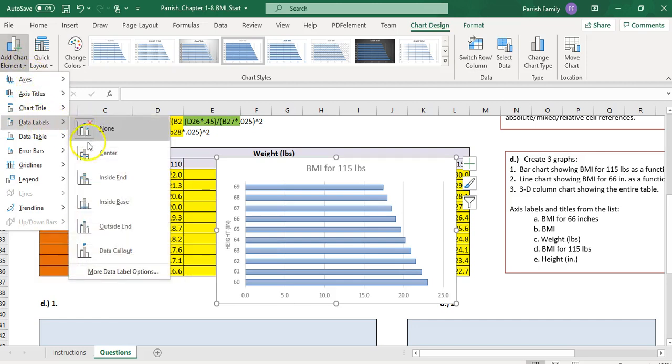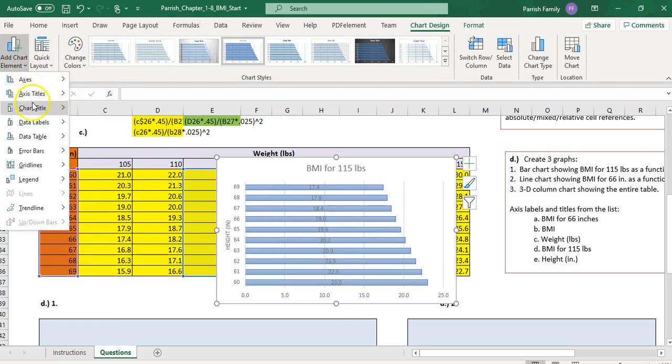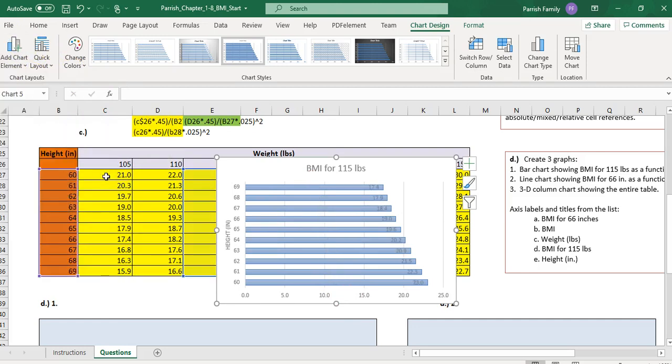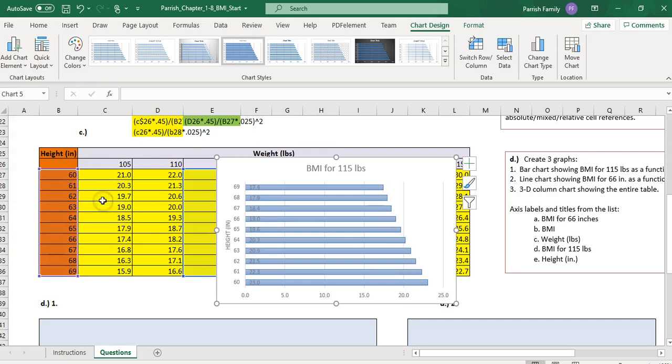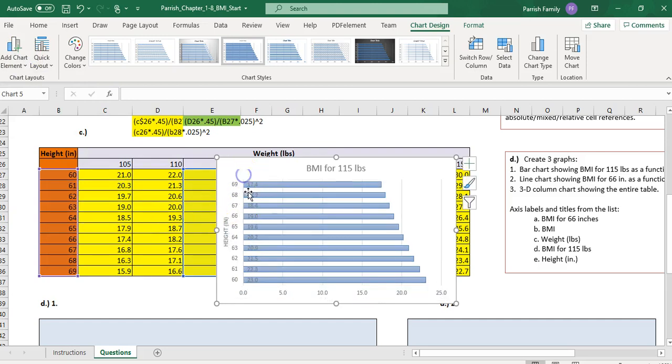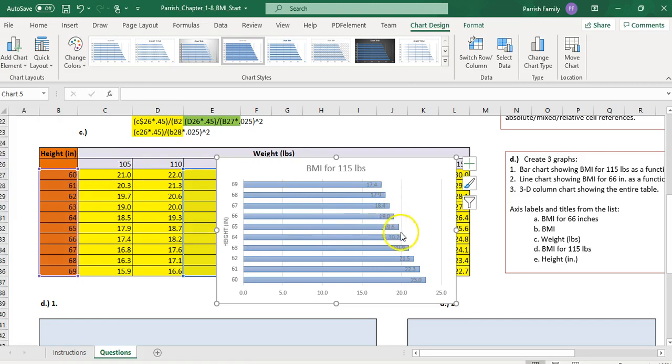Right now, none is selected. If I choose center, notice how I get these numbers down the center of my chart. Okay, I don't want center. Data labels: inside end, see how they move to the end of it? Inside base, now they're right here. Data labels outside end, and data callouts. Well, we wanted inside end. So notice how it's telling me right here inside the ends of these bars what my values are. Okay, so let's go back.